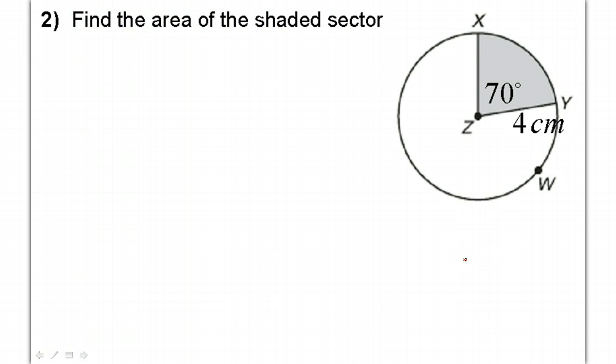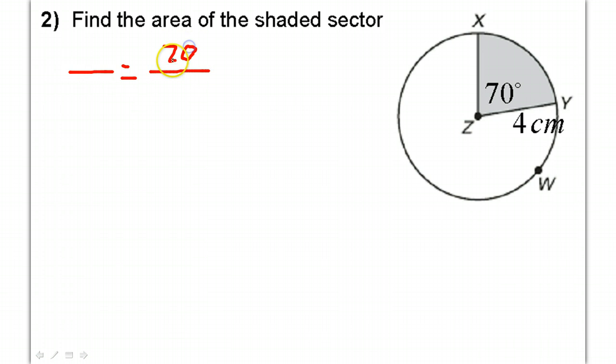Look at problem number 2. As soon as you see a sector like this, you should be thinking part over whole equals part over whole. So this side is going to be 70 over 360.